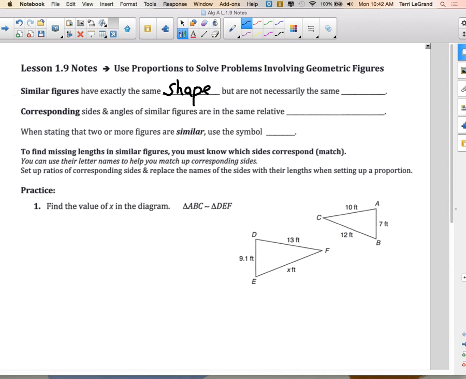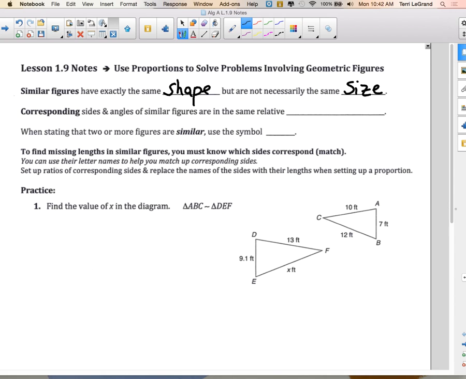But you said to me, they have some things the same, but other things not. What's the other thing then that they could not have in common? Could one square be bigger than another or smaller than another? Yeah. So, but not necessarily the same size. Okay? So they don't have to be the same size to be similar, but they do have to have exactly the same shape.